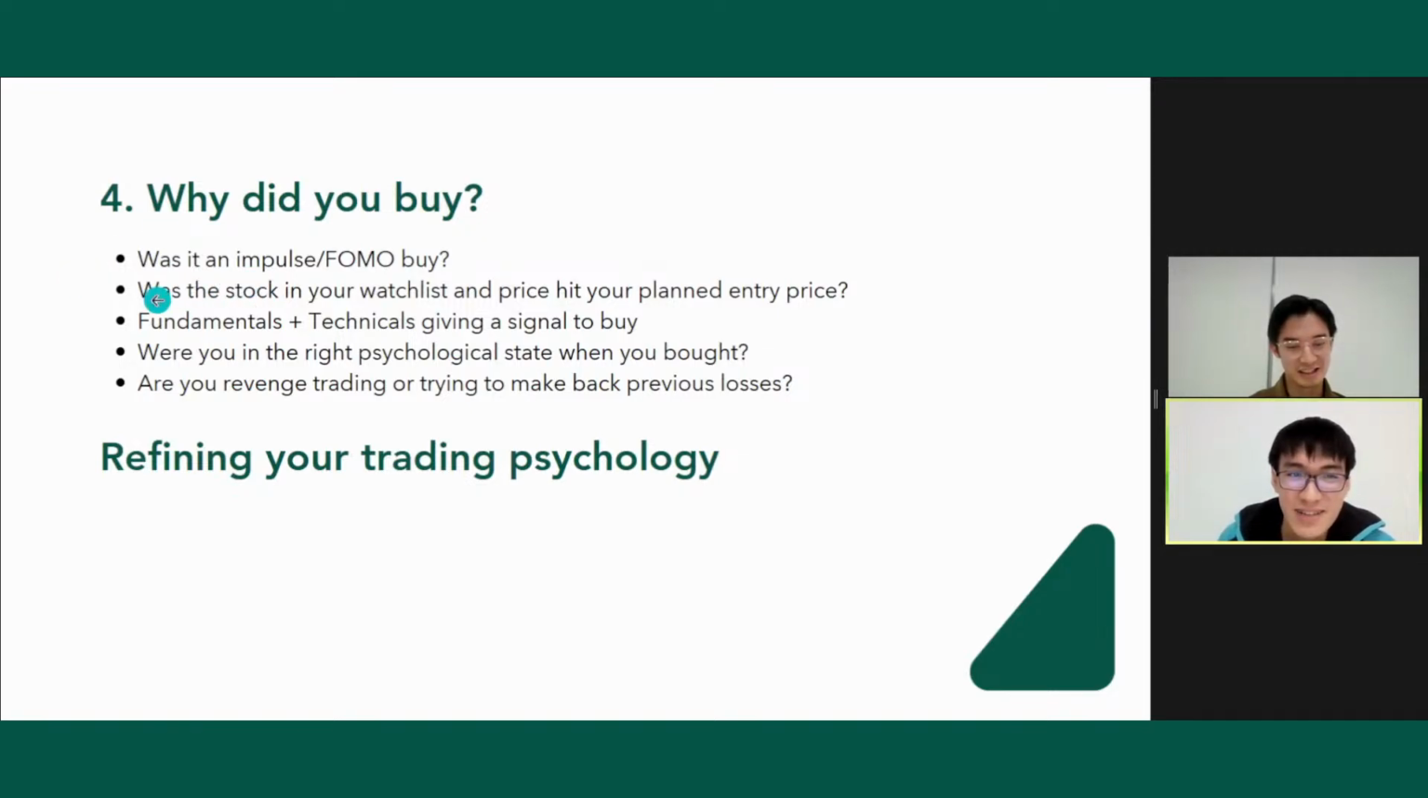So here, basically, we just have to ask ourselves, was the stock in our watch list? And did it hit our planned entry price based on our trade plan? And also, going back, did the fundamentals and technicals flash your buy signal? Right? So we're asking this question again and again, because that's really how the reflection process works. You have to circle back and keep asking yourselves the same question, so that you know if what you're doing was correct, right?